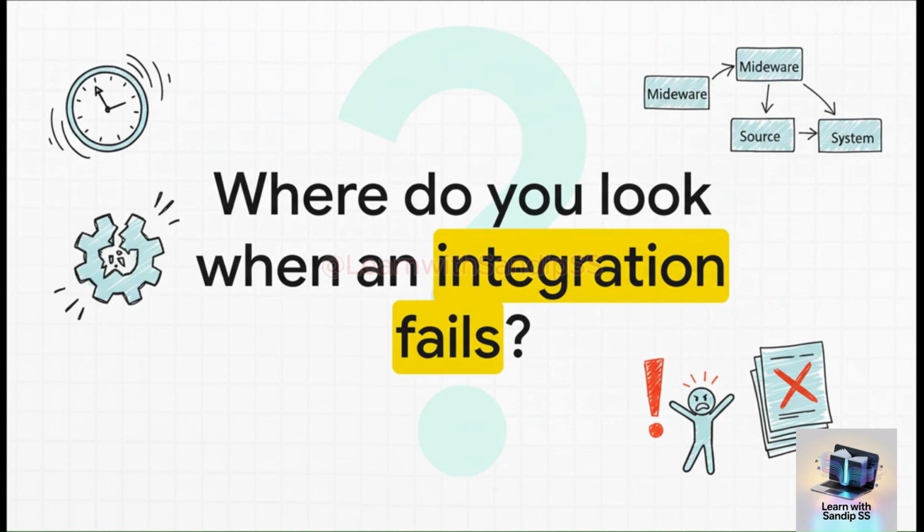Yeah, it's the question that makes every IT admin's blood run cold. An order doesn't post, an invoice gets stuck somewhere in the ether, and suddenly, it's a mad scramble. Is it the middleware, the source system, the target system? Who knows? And all this is happening while the clock is ticking and the business is breathing down your neck.